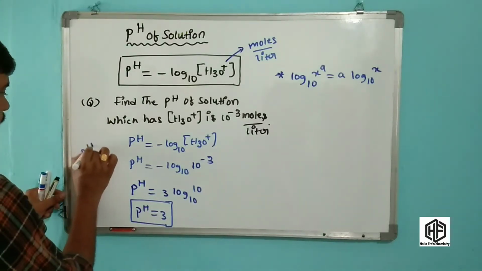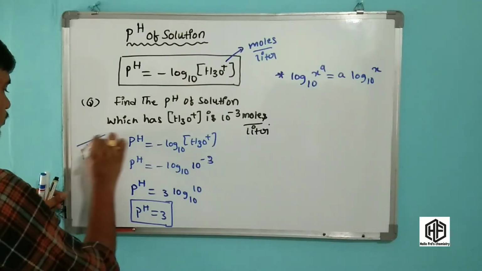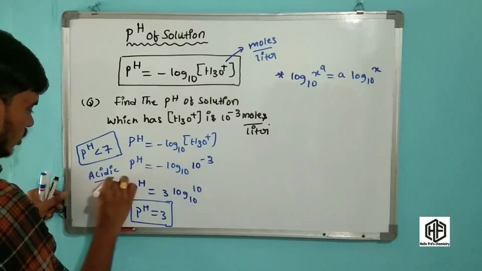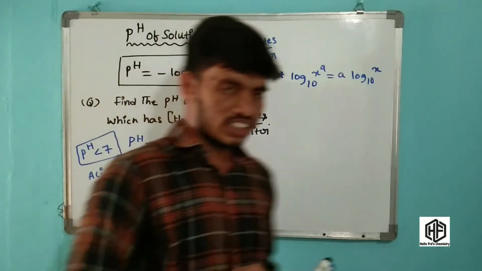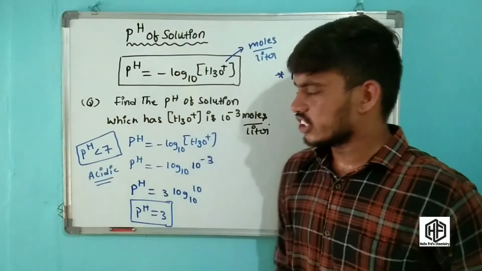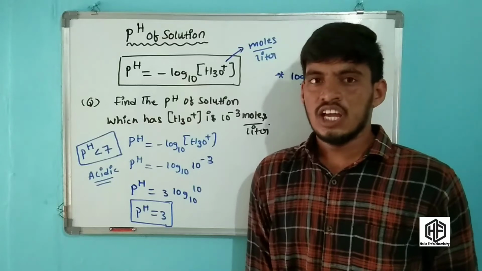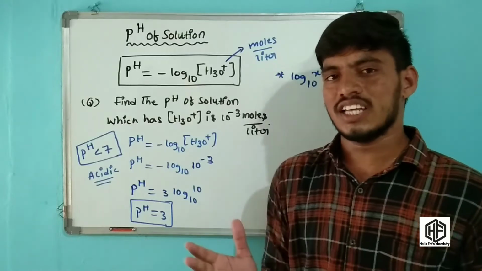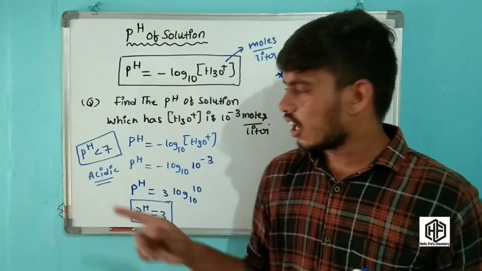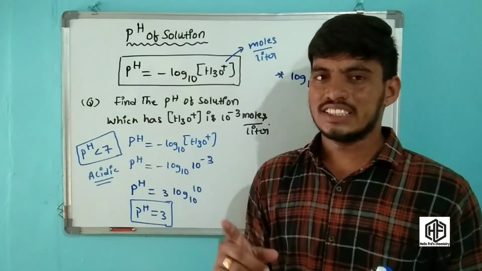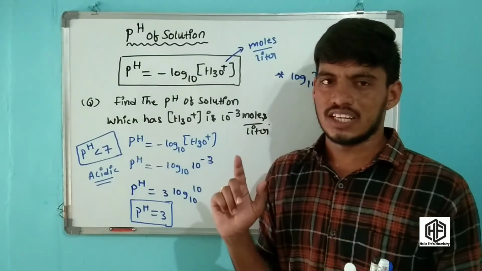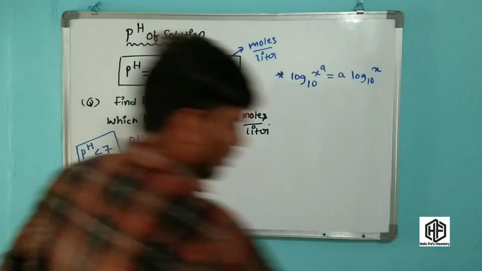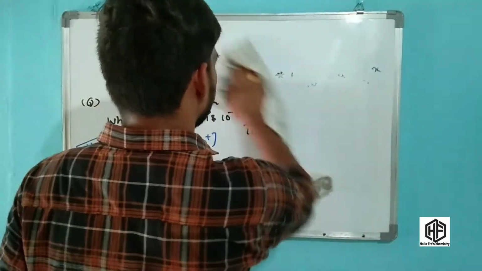Now one more important point: if pH is less than 7, those solutions are called acidic solutions. Friends, pH less than 7 means the solution is acidic. Now my question is, why is a solution with pH less than 7 acidic? What is the reason? Now I am going to explain the reason. This is clear, friends, this is an important example.